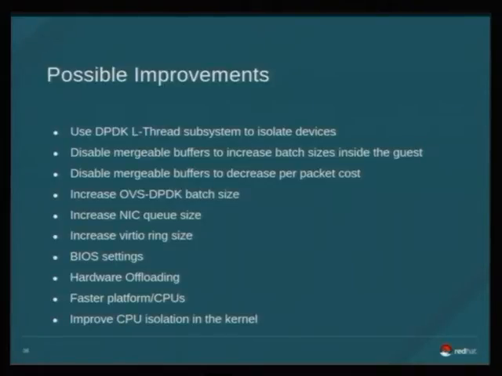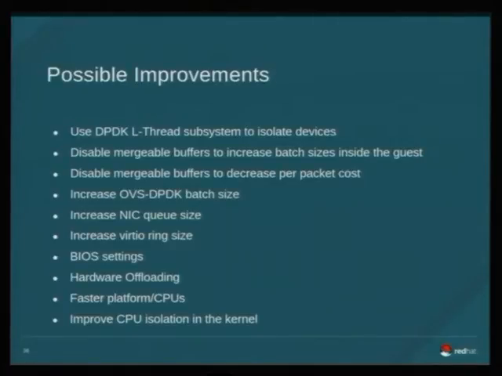Increase the batch size, but again, we saw the average was about 21. There were some tests in the past that show 32 as a good number. Above that, it doesn't work quite well. Below that, it's not that efficient. So this is something we could look into more as other things change. Increase the virtual ring size. This is being done upstream.